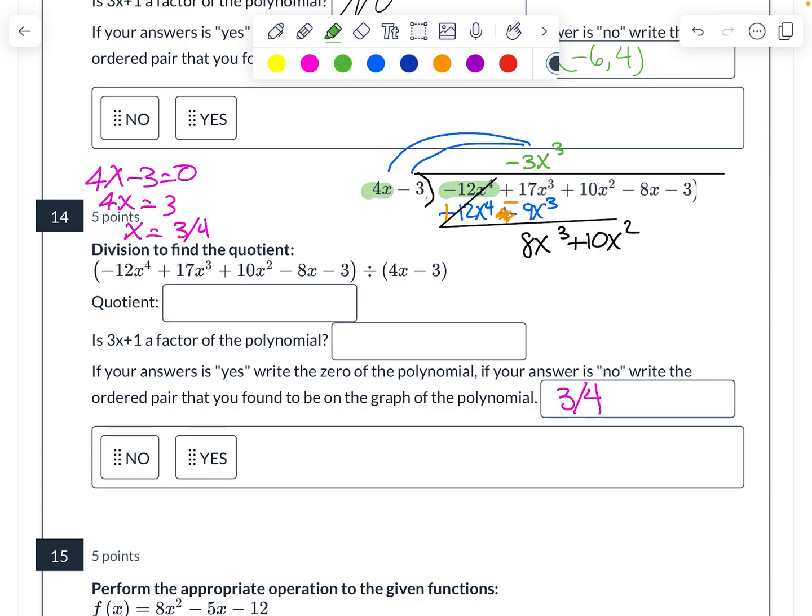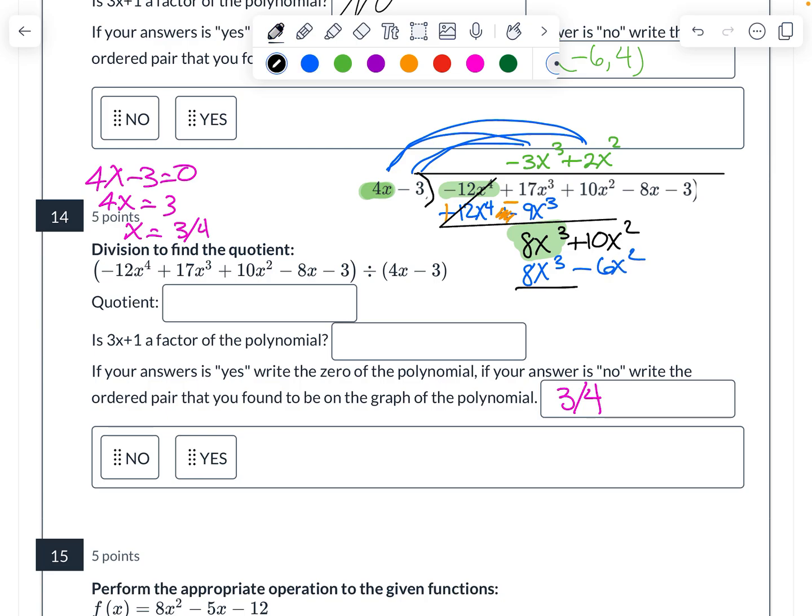Then I am again going to take the first term and divide it by the first term. And when I do that, 8x to the third power divided by 4x is plus 2x to the power of 2. I am then going to take and distribute. So I am going to take 2x squared times 4x squared and get 8x cubed. And 2x squared times negative 3 and get negative 6x squared.